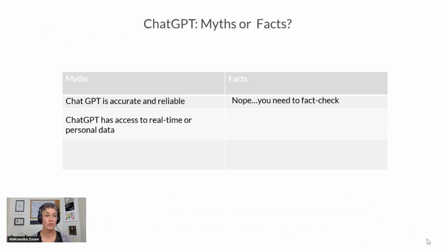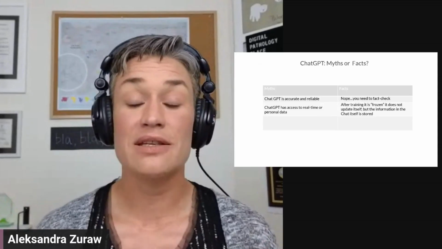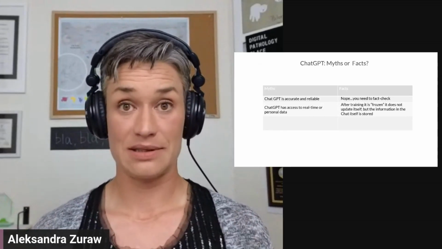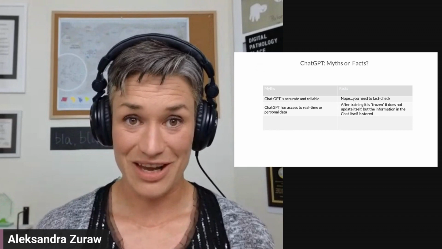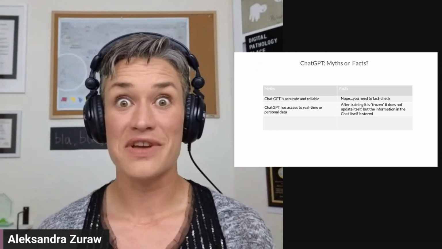ChatGPT has access to real-time or personal data. So there are 2 sides to this. The model itself, after training, is frozen. What does that mean? It means that it cannot update itself anymore on its own. But the information in the chat, in this chat window itself, is stored.